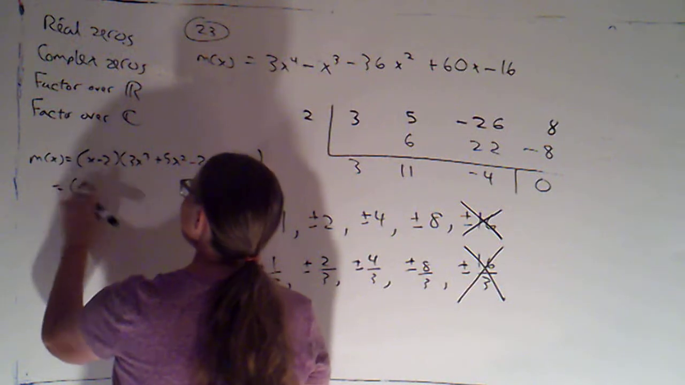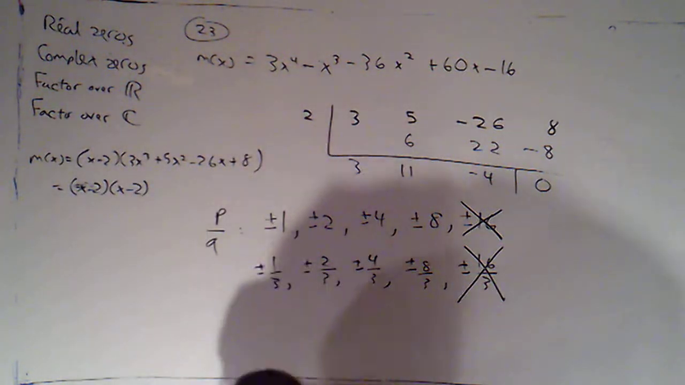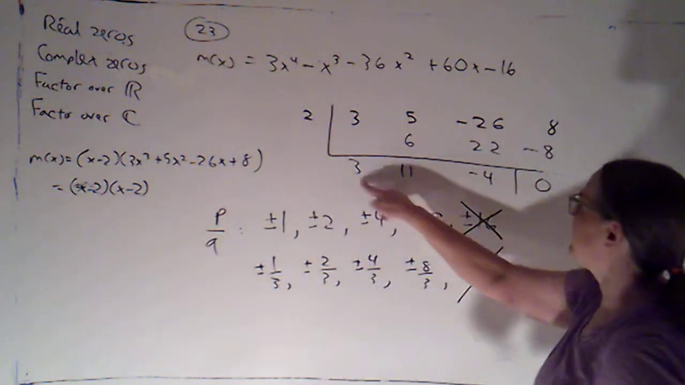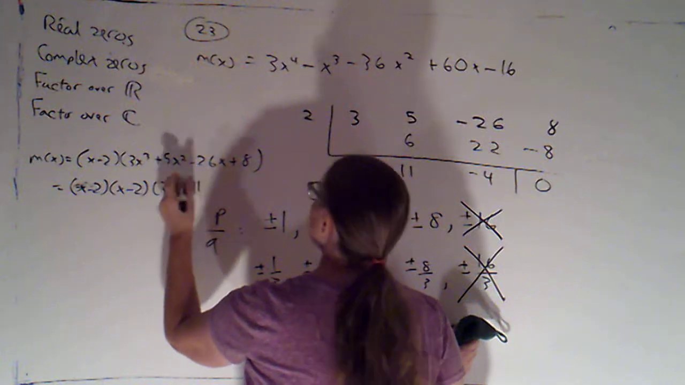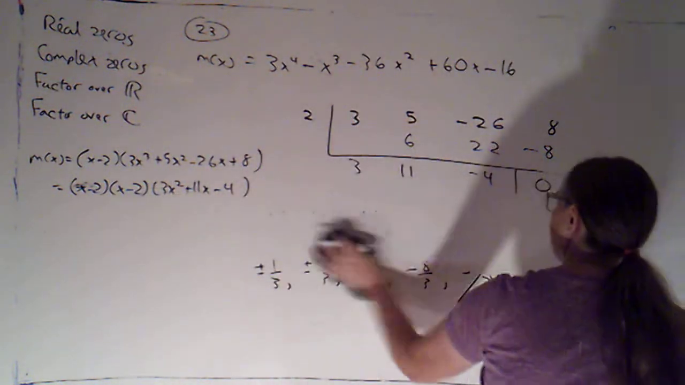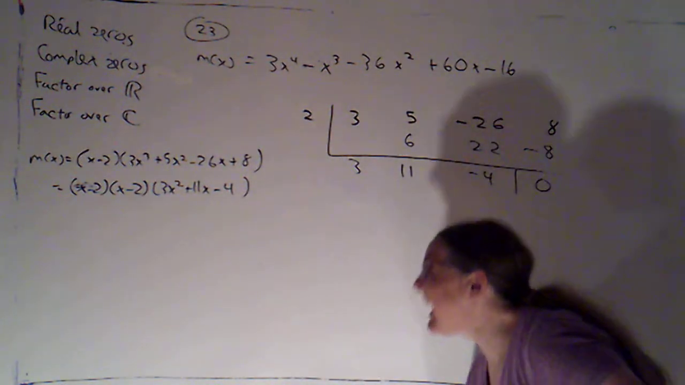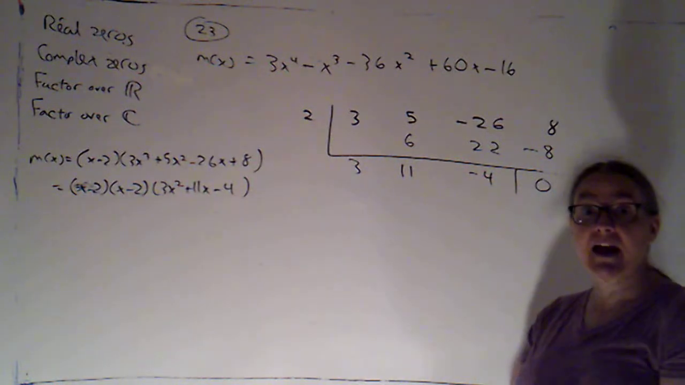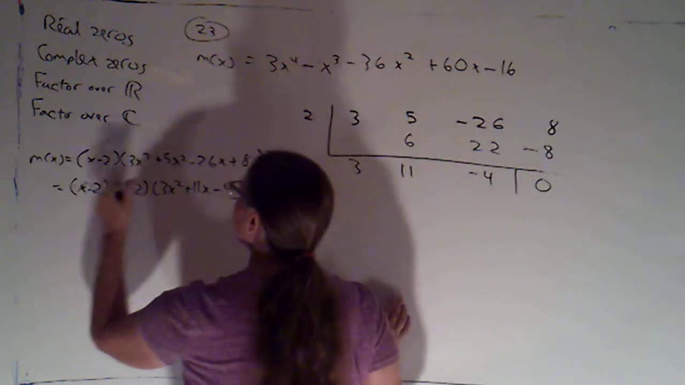That's very exciting. So we'll have x minus 2 times x minus 2 times, now this encodes the last one. It'll be 3x squared plus 11x minus 4. Excellent. And again, I can try either to factor that or to use the quadratic formula. I'm going to see if I can't unfoil it.